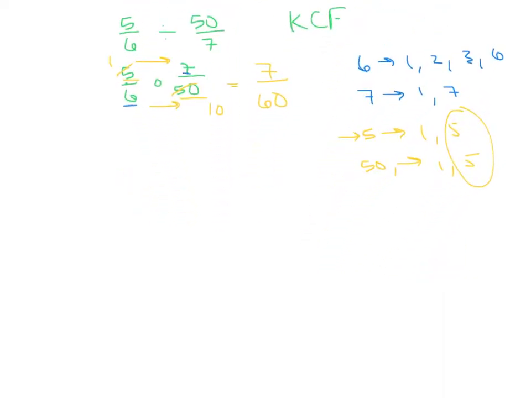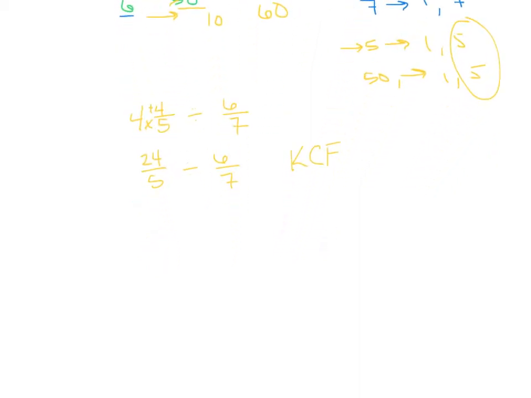Alright, another one. 4 4/5 divided by 6/7. So, change to improper. 4 times 5 is 20, plus 4 is 24. Divided by 6/7. And then we're going to keep, change, flip. So, we keep the first one, change division to multiply, and flip the second. Okay? Look at opposites.